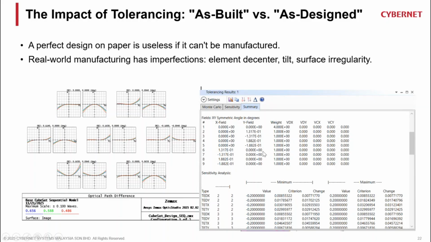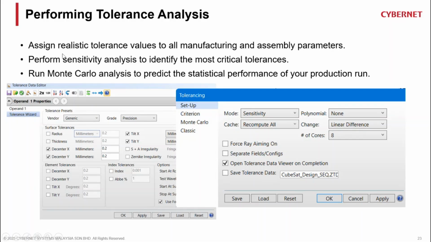So this is the tolerancing tool. Here is the setup. You can see the tolerancing data editor. We can use the preset, but if the manufacturer has their own preset for tolerancing, we can also analyze based on their capability. So you can tune the radius, the thickness, and also the decenter and tilt angles, and also the irregularity. So you can put in the limits from the factory manufacturer.